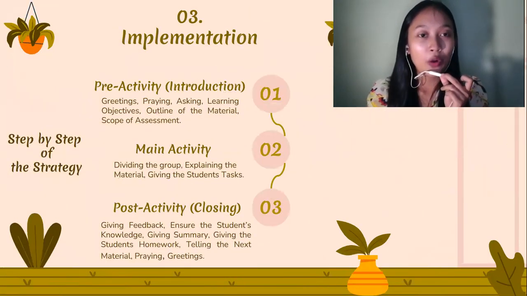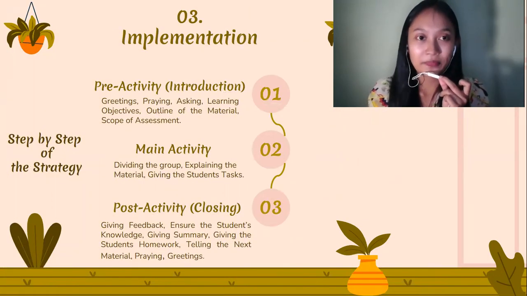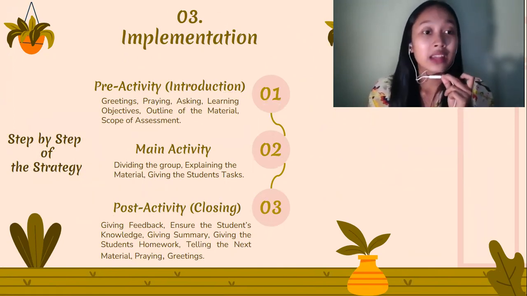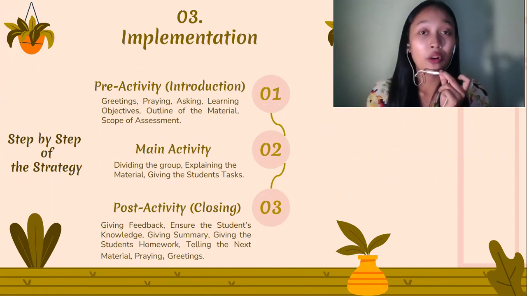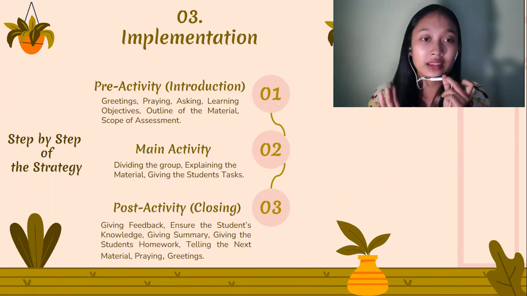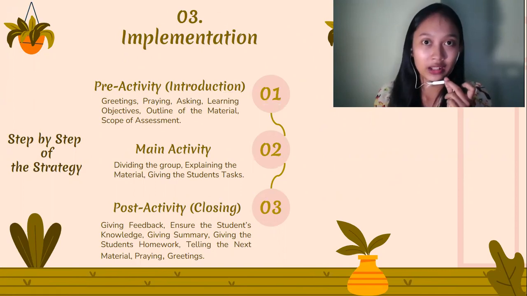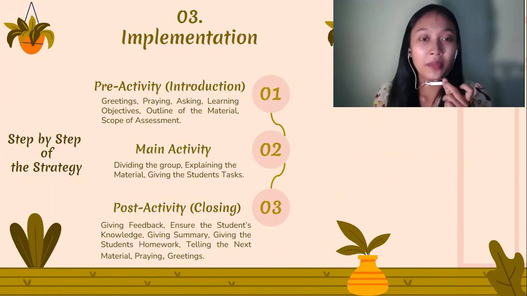So now here we go, the implementation of this strategy. When you use the cooperative learning theory, you may implement these steps. First is the pre-activity or the introduction step. In this step, the teacher, or I as the teacher here, will greet the students first, then pray together, and then ask them about their prior knowledge and skills, and let them know the learning objectives of this learning in the classroom, and then also tell them the outline of the material, but not really specific material.